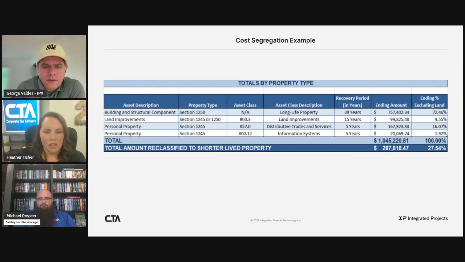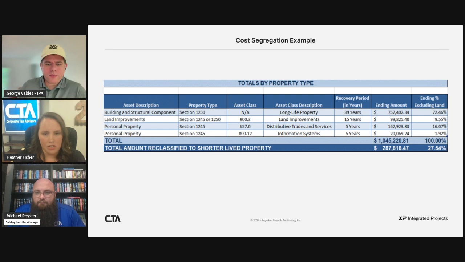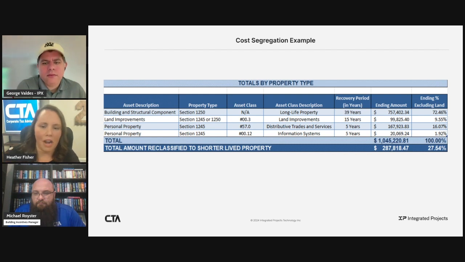And here's an example of a study that we've done for a client recently. I want to give you some numbers so you can see a real life example of what cost segregation can do for you. On the first line, we have the building and structural components, $757,000, and that's the long life property that we do not depreciate. In the next three, we reallocated land improvements to 15 years, $99,825. Trade services and information systems make up about $187,000. So the value of this minus the land is about $1.045 million, right over $1 million.